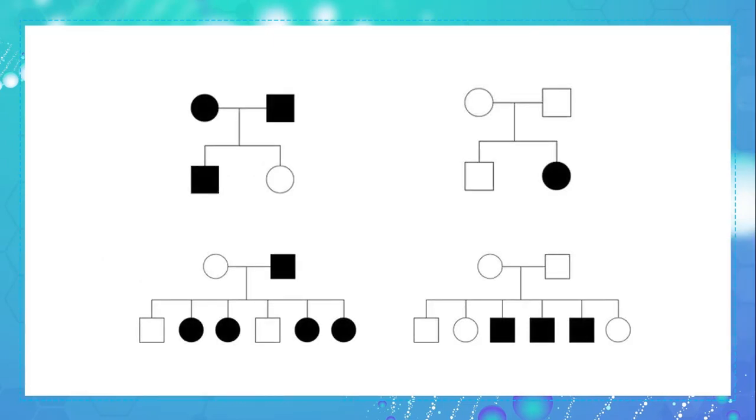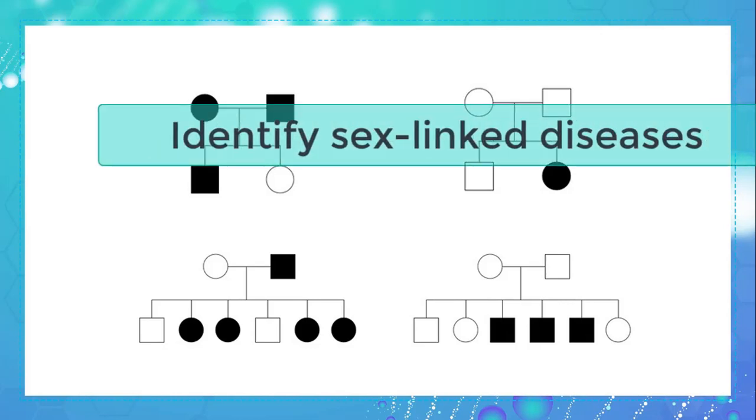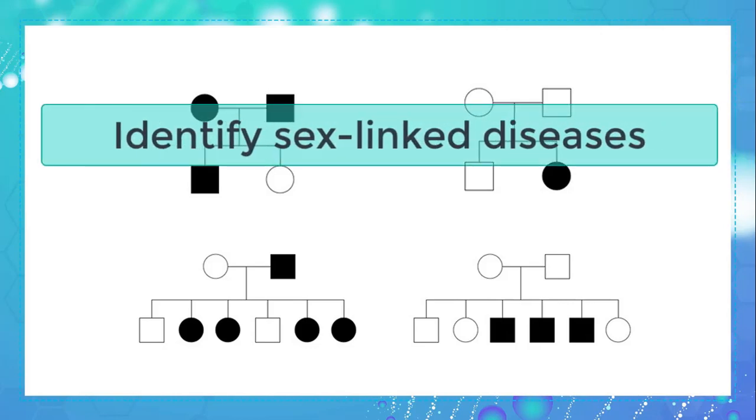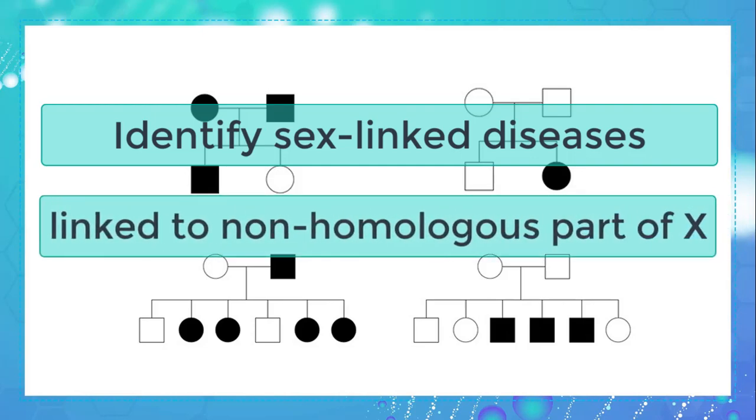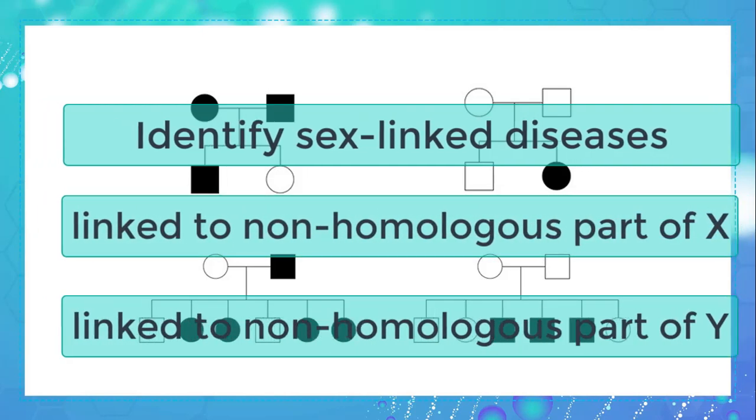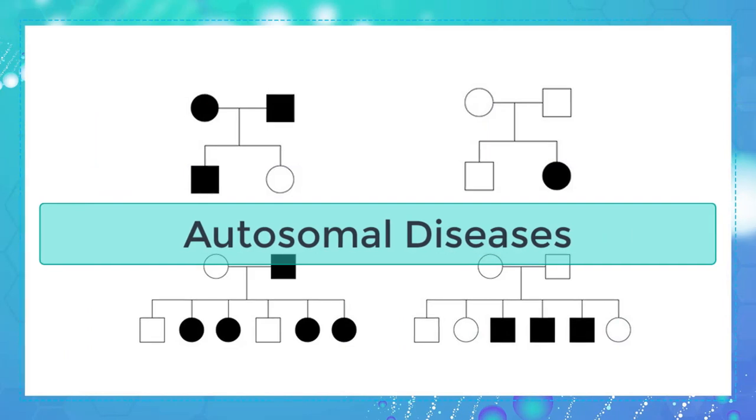So for now, using a pedigree analysis, you are capable of identifying sex-linked diseases and locating the gene responsible for the disease, whether on the non-homologous part of X or Y. In the next video, you will learn how to determine the location of autosomal genes, referring to pedigree analysis as well.